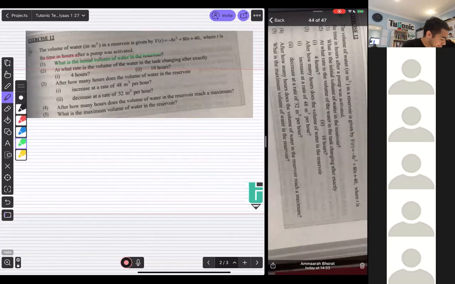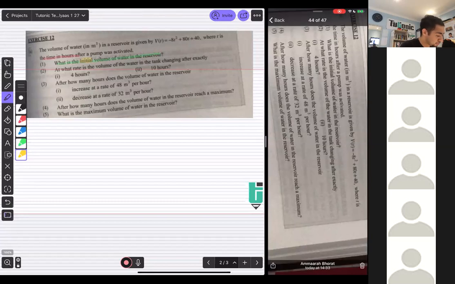What's the key word here in this instance? Initial, which means it's equal to 0. What's equal to 0? T is equal to 0. Yeah, not V. T is equal to 0.